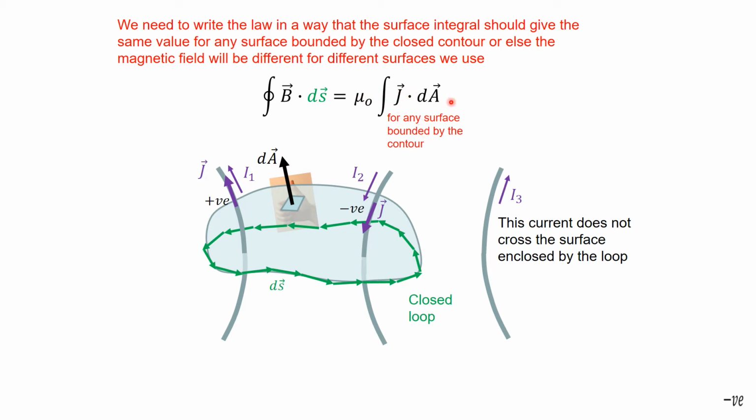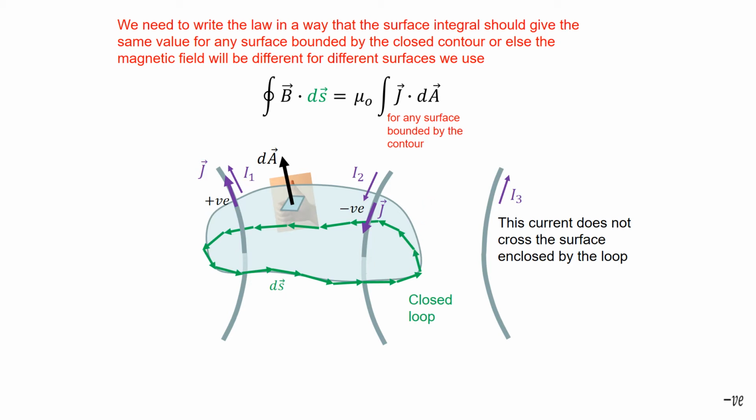If it's not the same for all the surfaces, then there's going to be a problem, because if you calculate this right-hand side for say the flat surface, and you get a number, and you calculate this surface integral for the curved surface, you get a different number. That means you're getting a different value for the magnetic field. The magnetic field is a unique value. If you integrate B dot ds around this loop, you should get a unique value. So you can't have a right-hand side that depends on the kind of surface you're choosing.